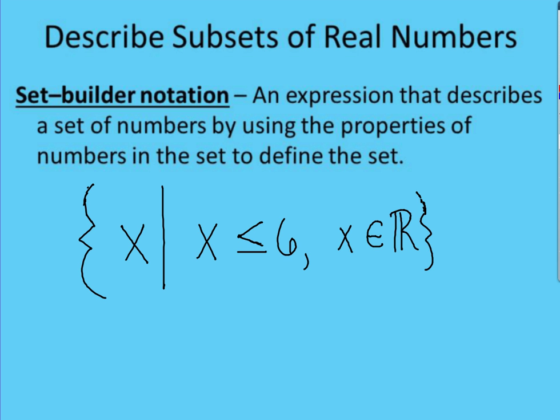So this is an example of set builder notation. We're talking about the variable x. This vertical line means such that. So we're talking about x such that x is less than or equal to 6. And over here on the right side, it tells you where x is located in which set of numbers. And it says x is an element of the real numbers. So we're talking about all values of x where x is less than or equal to 6 in the real number set.